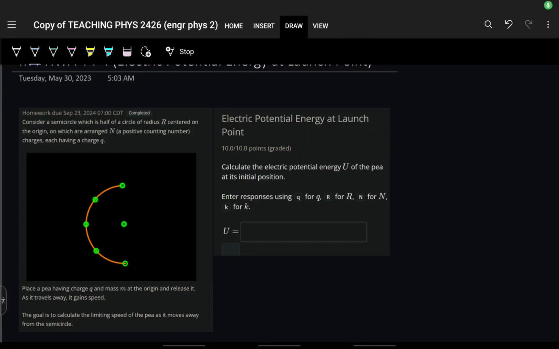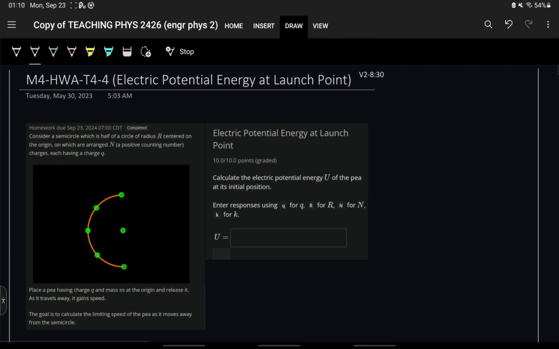Hello guys, we are currently looking at Module 4, Homework A, Tab 4, Part 4. This is electric potential energy at launch point. So we are asked to calculate the electric potential energy, denoted by capital U, of the P at its initial position, which is at the origin of the semicircle charges.